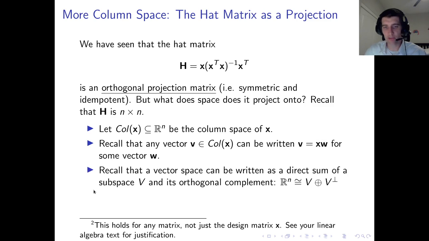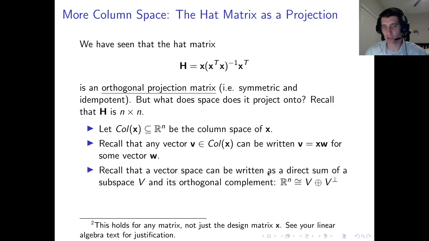And another linear algebra fact, you may or may not have seen this one before: a vector space, a space of vectors, can be written as a direct sum of a subspace V and its orthogonal complement. So in particular we have R^n, the n-dimensional Euclidean space, i.e. n real numbers, which can be written as a direct sum of a subspace and its orthogonal complement.